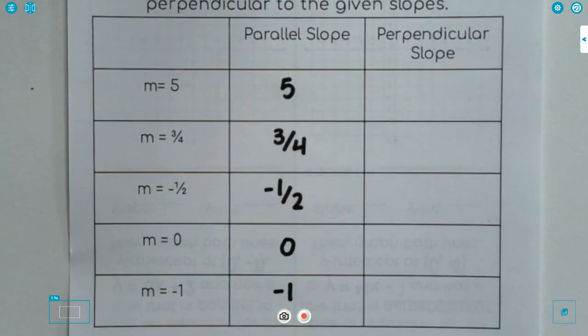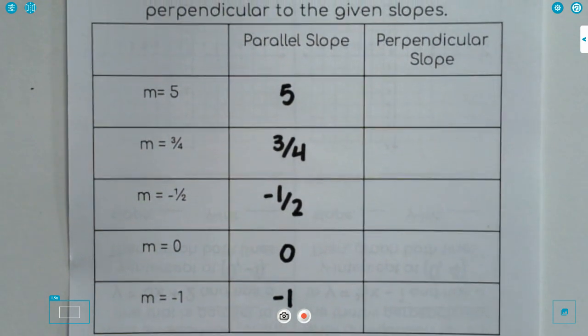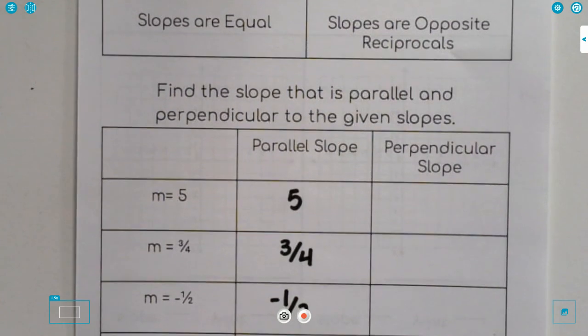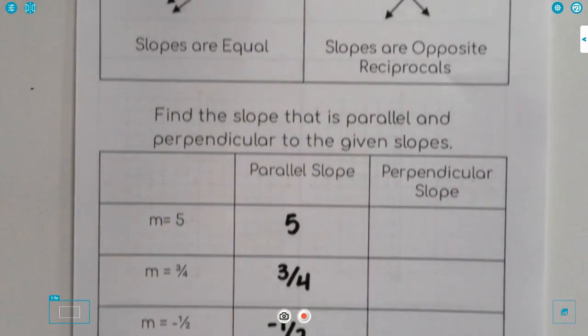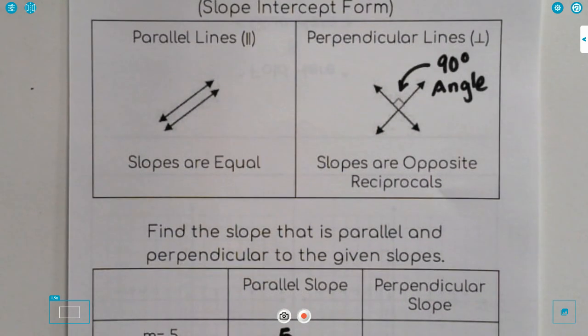Perpendicular slopes, on the other hand, we're going to have to do a little bit more work to find those. So perpendicular slopes are opposite reciprocals. So the opposite refers to positives and negatives. So if your original slope was positive, a slope that's perpendicular to it is going to be negative, and vice versa. If you were originally negative, your new slope's going to be positive.